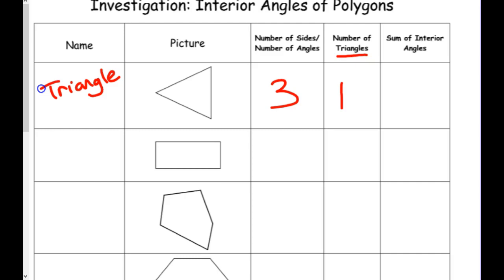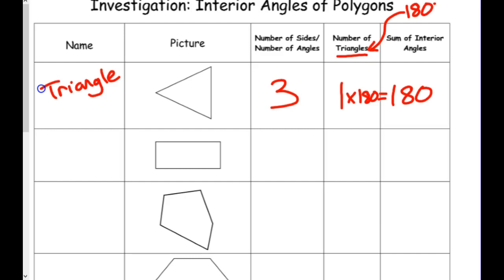Okay. So the sum of the interior angles. Now let's remember, how many degrees are in a triangle? Okay, so a triangle has 180 degrees. So guess what? How many degrees are in one triangle? Obviously, 180 degrees, okay? So we took that 1 times 180, and we got 180, okay? Let's look at this next thing.